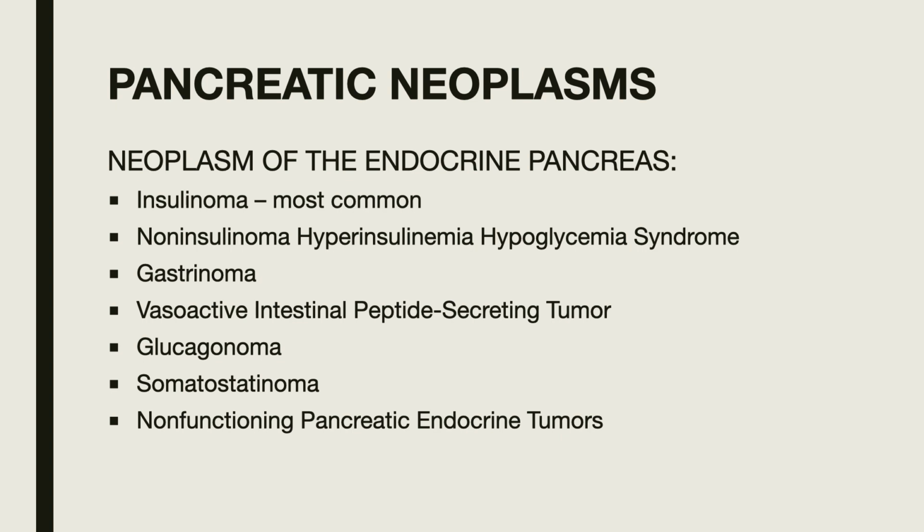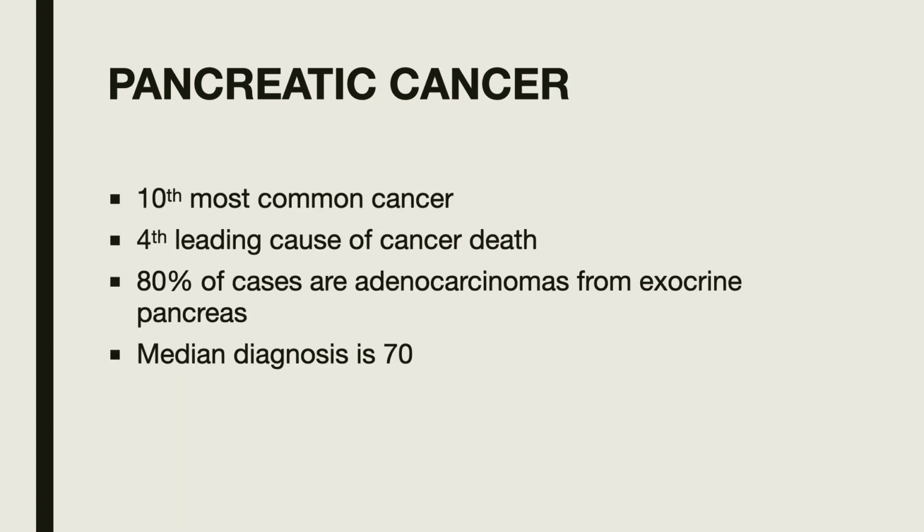So pancreatic tumors are divided into two: the neoplasms of the endocrine pancreas and the neoplasms of the exocrine pancreas. The neoplasms of the endocrine pancreas include insulinoma, which is the most common, non-insulinoma hyperinsulinemia hypoglycemia syndrome, gastrinoma, vasoactive intestinal peptide secreting tumor, glucagonoma, somatostatinoma, and non-functioning pancreatic endocrine tumors. You can read the details of these in your slides. For the neoplasm of the exocrine pancreas, we have pancreatic cancer.